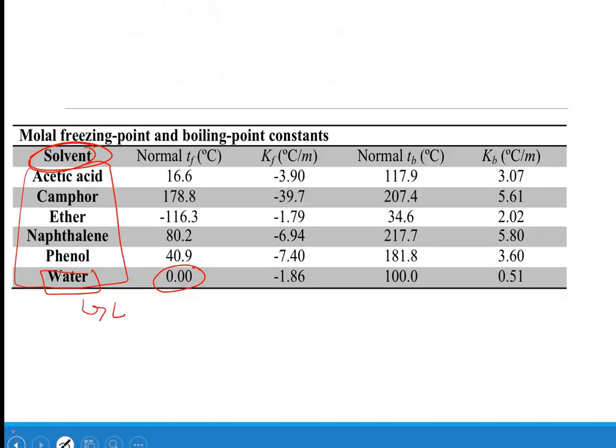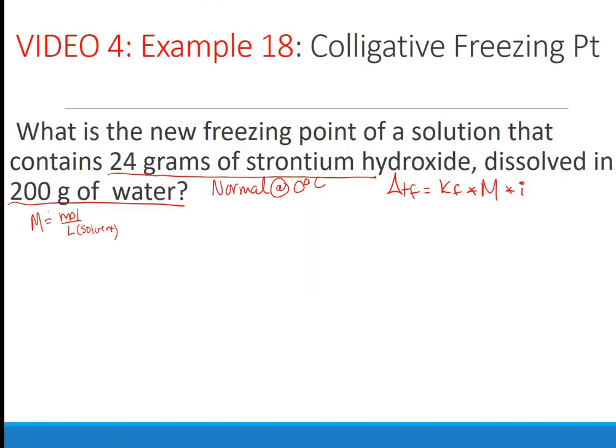So we're going to convert our 200 grams of water into liters. Just a heads up, we know that 1 gram is equal to 1 milliliter. So if there's 200 grams, we can assume that there are also 200 milliliters of water. That only works for water. Just a reminder, it only works for water. So when we convert that into liters, we get 0.2 liters.